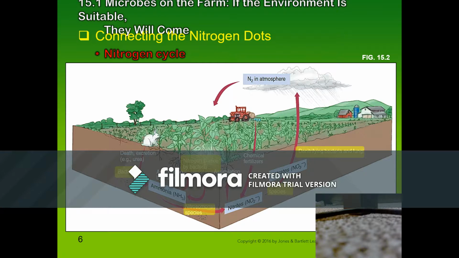And so we'll have certain types of microbes that are going to first convert that into ammonia, and then that ammonia can be converted into nitrates, and then those nitrates are going to go back up into the atmosphere. So it's a circle where the nitrogen is vital, and it just has to go into the right form to be used at certain times by the plants.